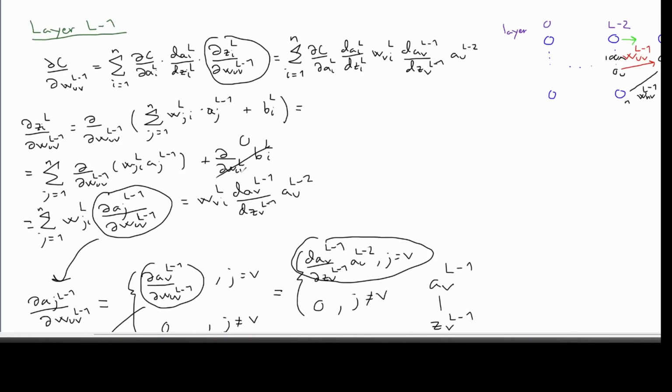So now we have a generic expression for the derivative of the cost function with respect to a weight for an edge going from layer L minus 2 to layer L minus 1. Previously, we found the partial derivative of the cost function with respect to the weight of an edge going from layer L minus 1 to the output layer L. So let's summarize our results.